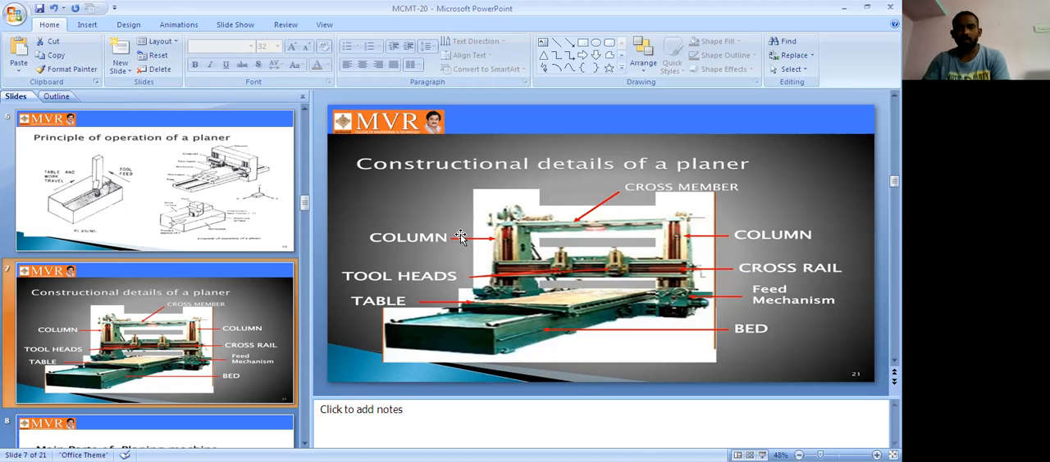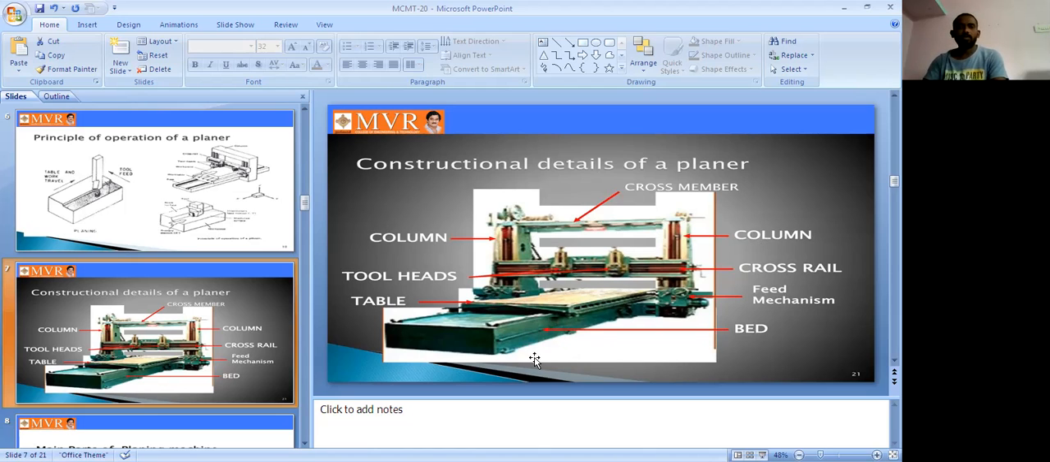Okay, column we have the forward and backward. So upper part we can call as the cross member. Lower part we can call as the table one, that the bed one. So on this bed we are fitting all the parts. Okay, the bed is supporting the total entire machine. The bed is total support for the entire machining operation.